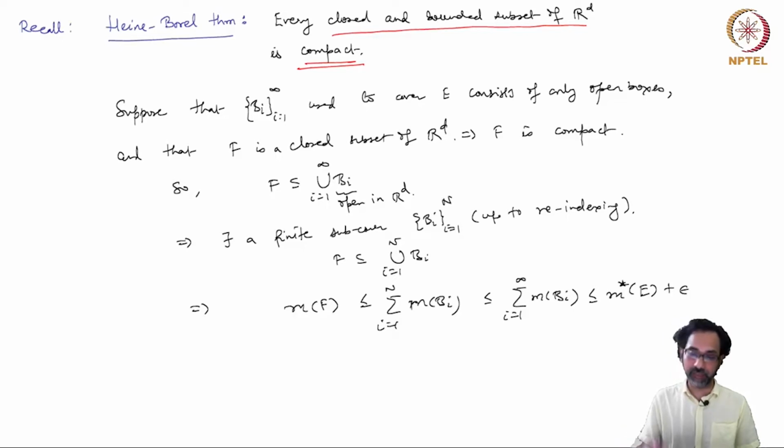So if F is closed, and if these Bi's that are used to cover E consist only of open boxes, then we can immediately find our required inequality, which is m(F) is less than or equal to m star E plus epsilon. But because this is not always the case, we have to investigate a little bit more on how to reduce it to this case.